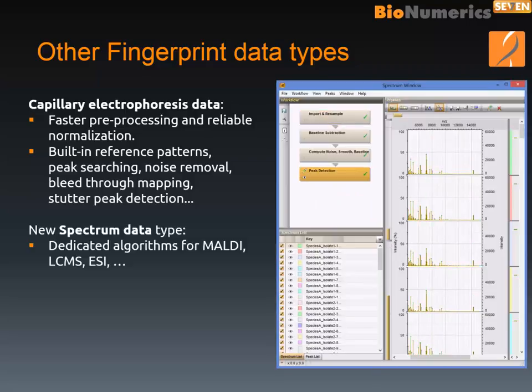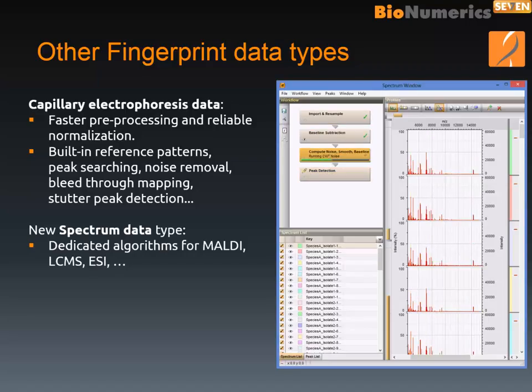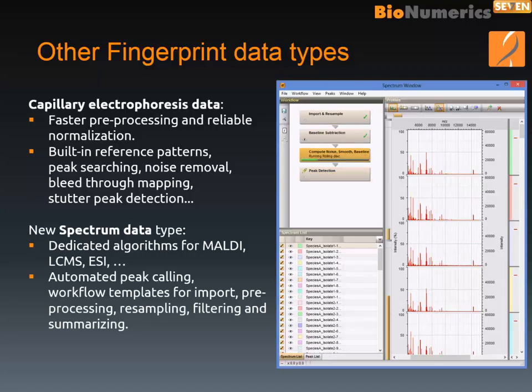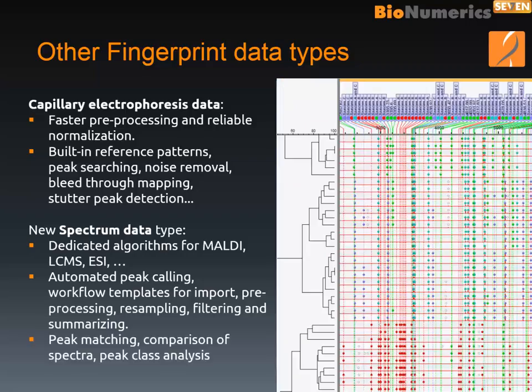With the new spectrum data type, Bionumerics includes a completely dedicated environment for the analysis of multispectra, LCMS, or ESI data, also within the fingerprint data module. With the tools for automated peak calling and workflow templates for import, pre-processing, resampling, filtering, and summarizing spectra, you can perform very fast and reliable analyses of spectrum data obtained from any platform. It was never easier to do peak matching, compare spectra, and perform peak class analysis.